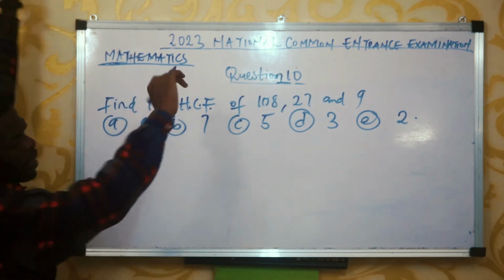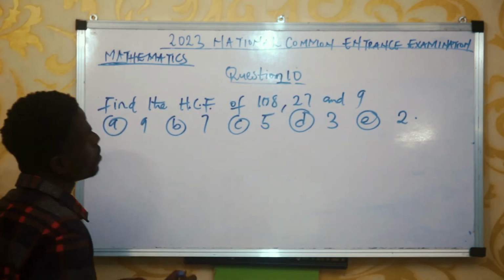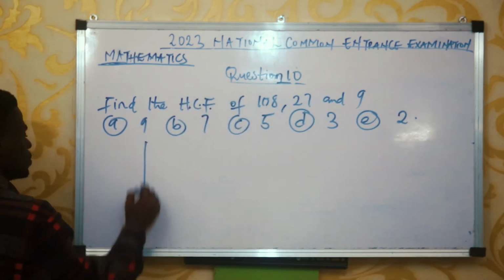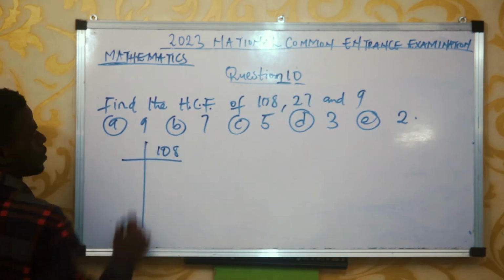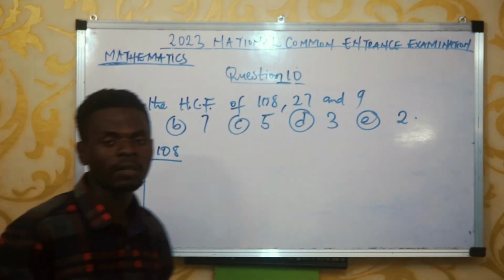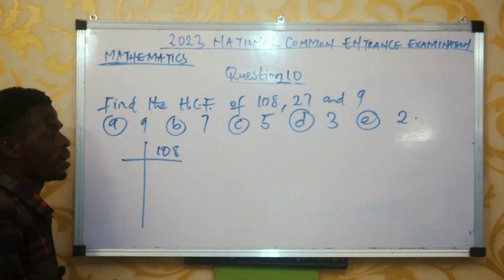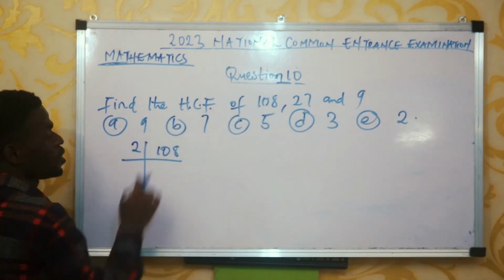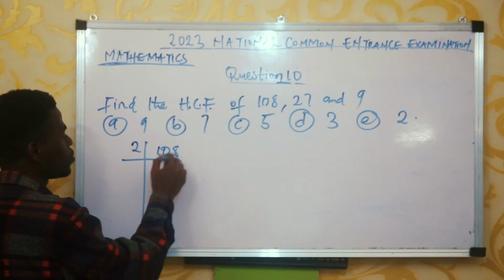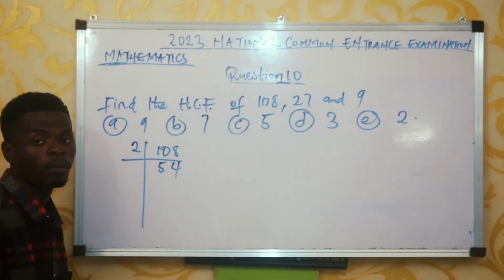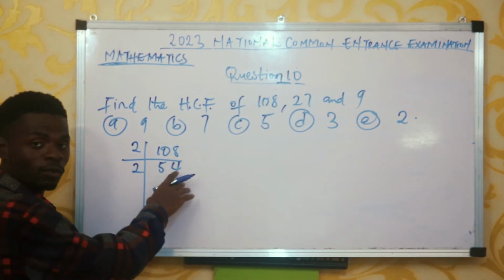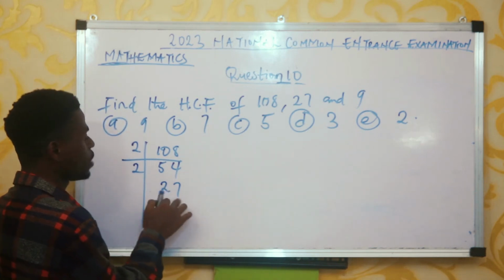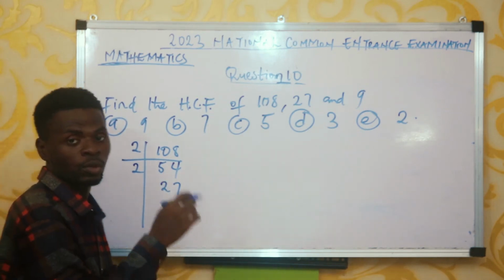So let's do it in a simple way. The first number is 108. Let me draw a line. We have 108. We are going to use prime numbers to divide our numbers. The first prime number is 2. 2 can go into 108. 2 in 10 is 5, 2 in 8 is 4, so we have 54. 2 can still divide 54. 2 in 54 is 27.